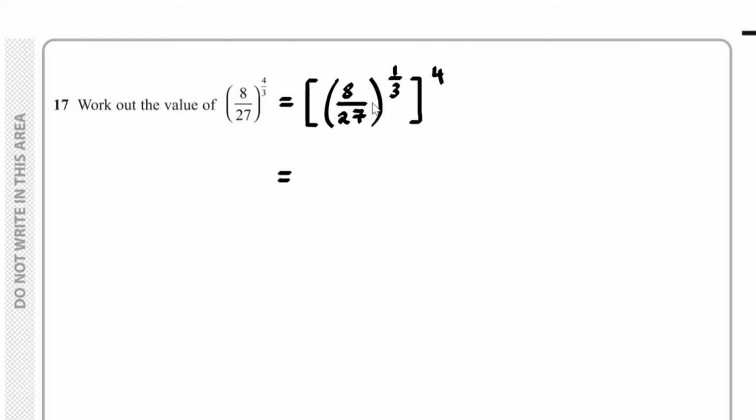So now we can evaluate 8 over 27 to the power of 1/3. We cube root the 8, we cube root the 27, so we have 2/3, and then this is being raised to the power of 4. Then we do 2 to the 4, which is 16. Then we do 3 to the 4, and that is 81. So our final answer is 16 over 81.